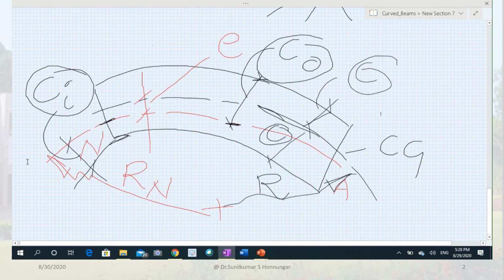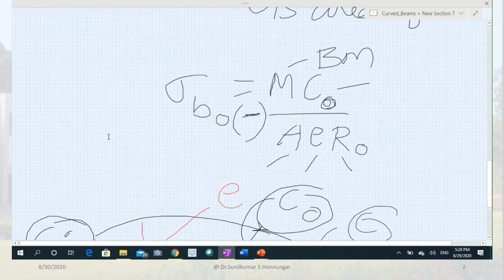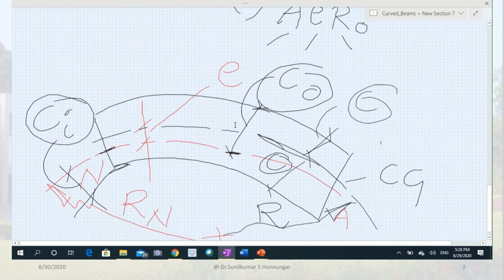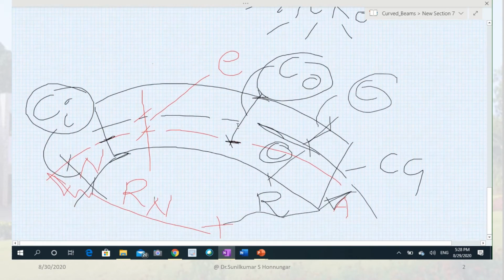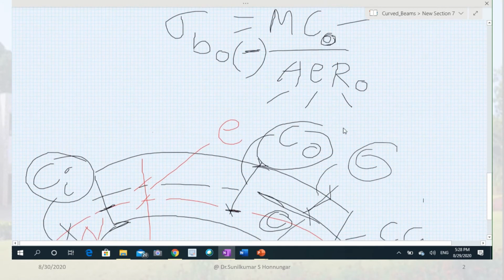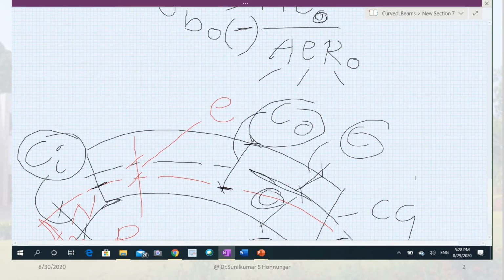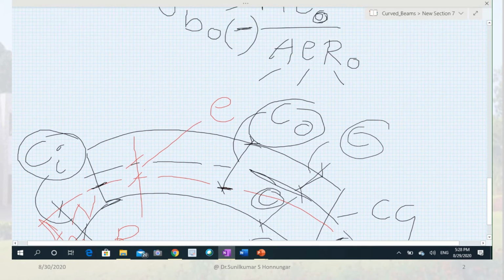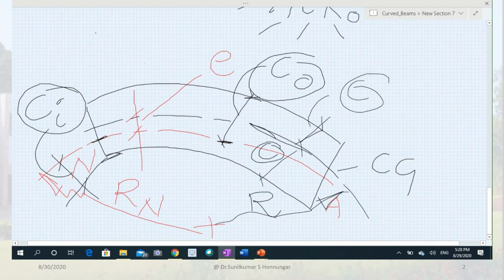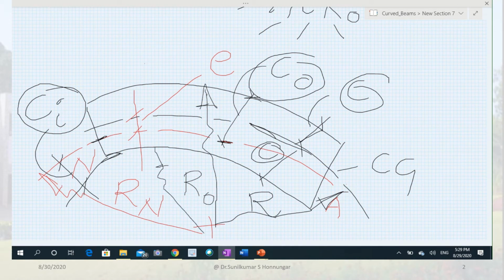So what we have understood about the terminologies: CO is what? Here CO is the distance of the outer fiber from the neutral axis. RO is what? It is from the centroidal axis. Try to understand this. I have shown already. From the centroidal axis to the outside, this is RO, and from the centroidal axis to the inner fiber, this is RI.